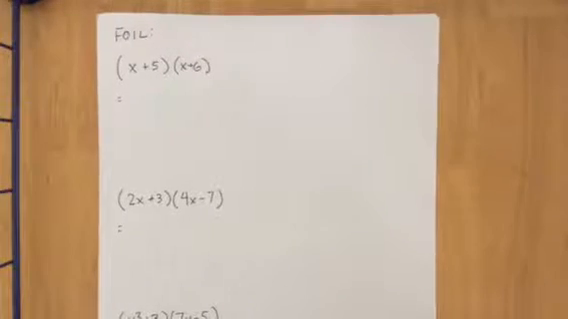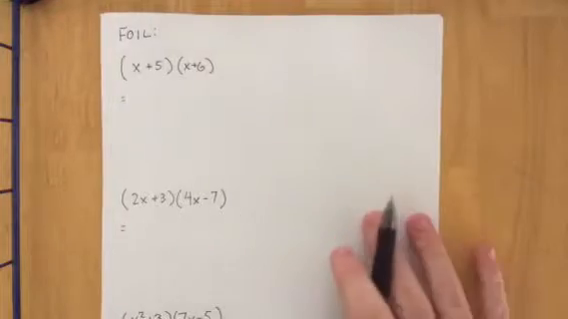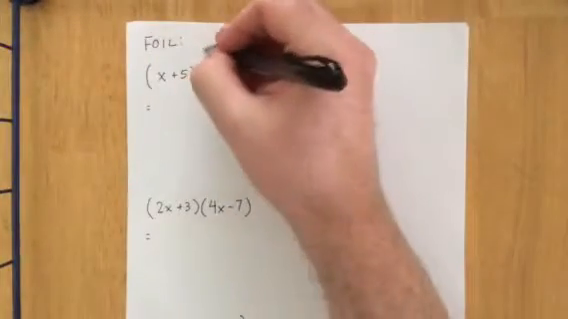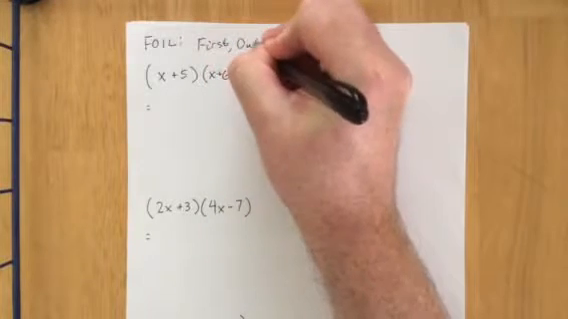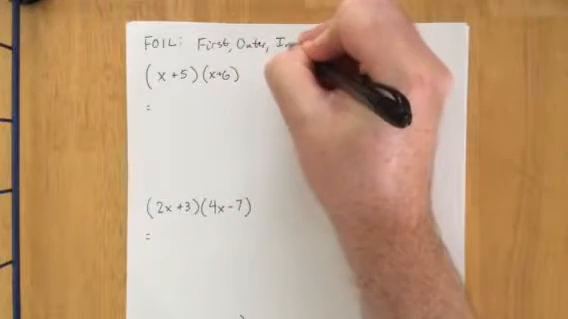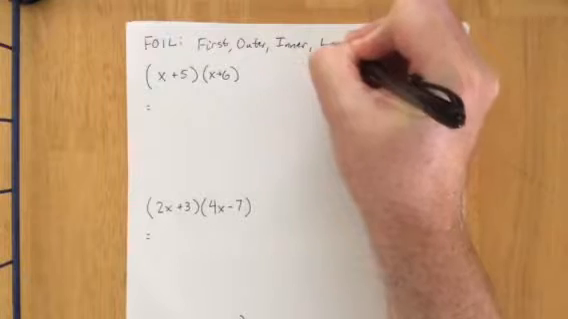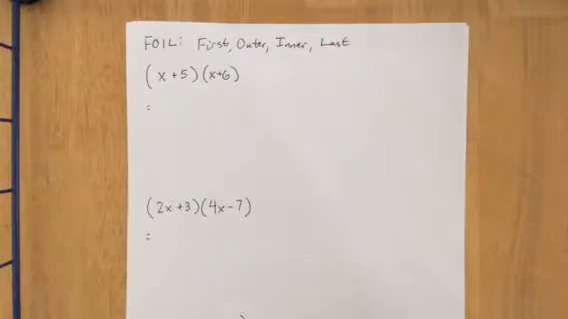So before we start doing it backwards, I thought it would be a good idea to explain what's going on in the process of FOIL. First off, FOIL is an acronym standing for first, outer, inner, and last. And this is how we describe the multiplications that are taking place.